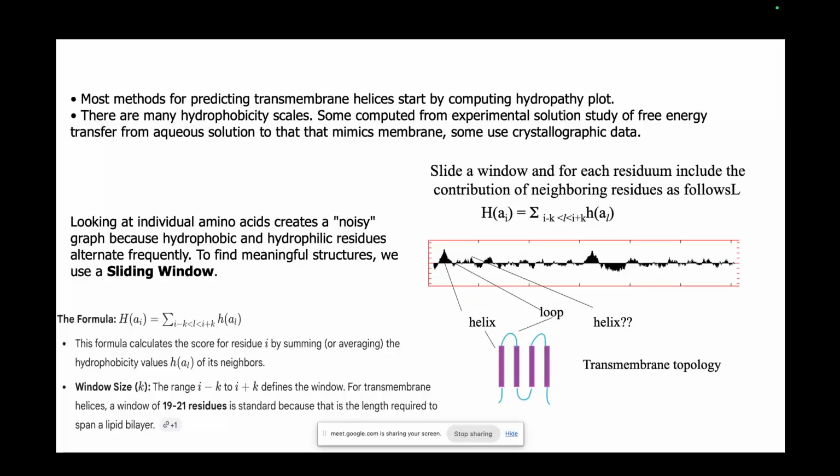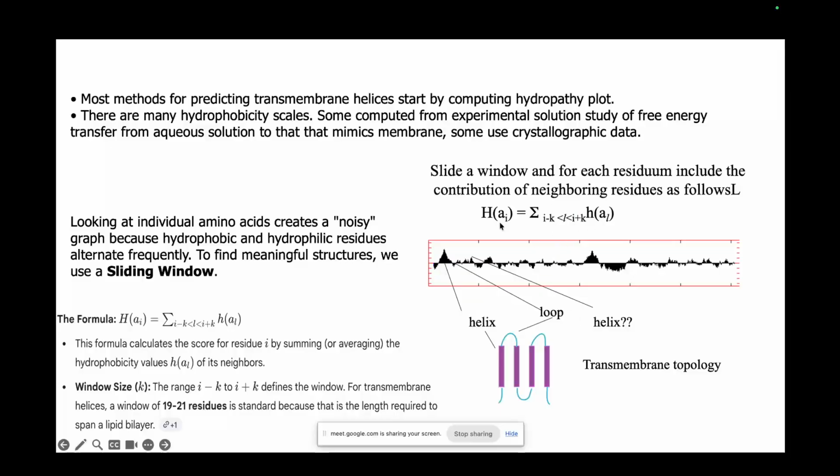From aqueous solution that mimics a membrane. Some use crystallographic data, like the Kyte-Doolittle one. Looking at individual amino acids creates a noisy graph because hydrophobic and hydrophilic residues alternate frequently. So to find meaningful structures, we use a sliding window and a formula something like this.